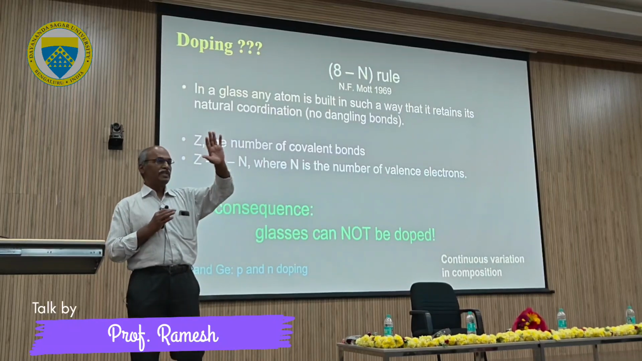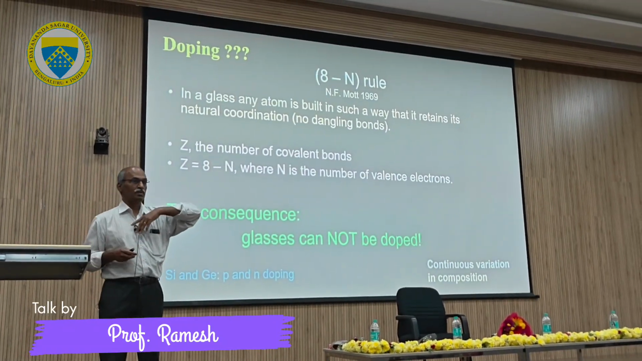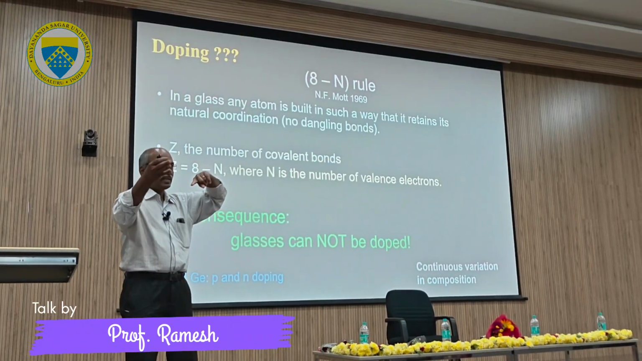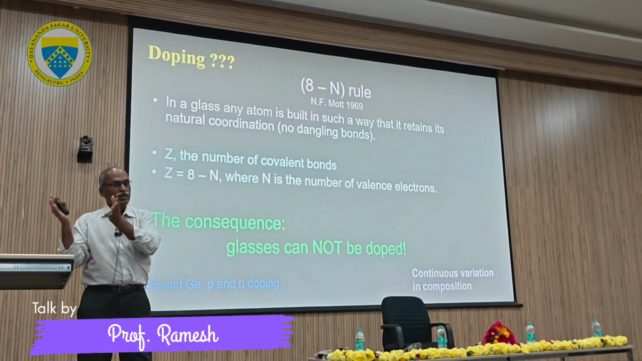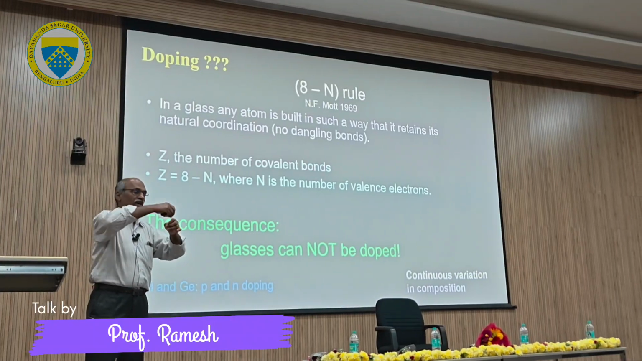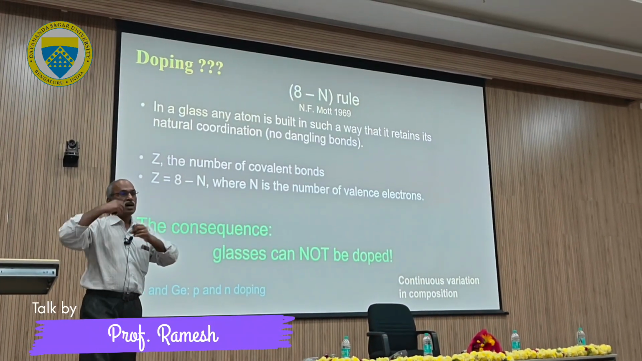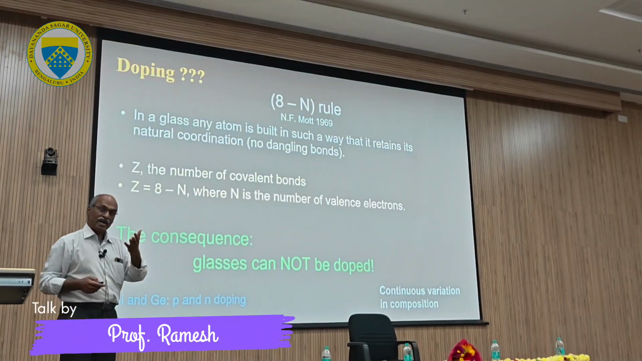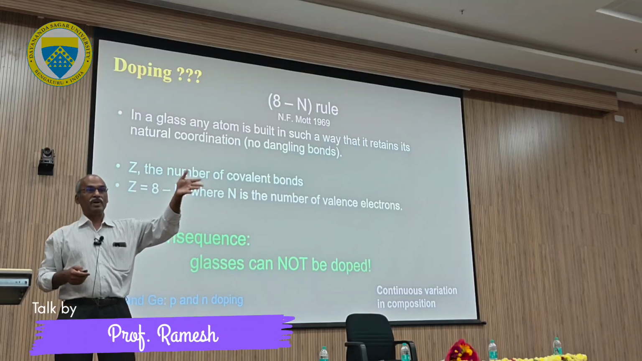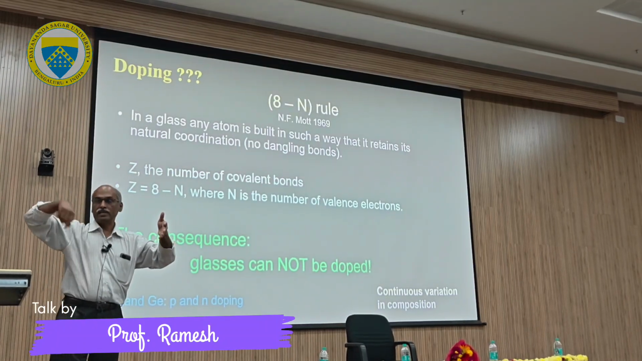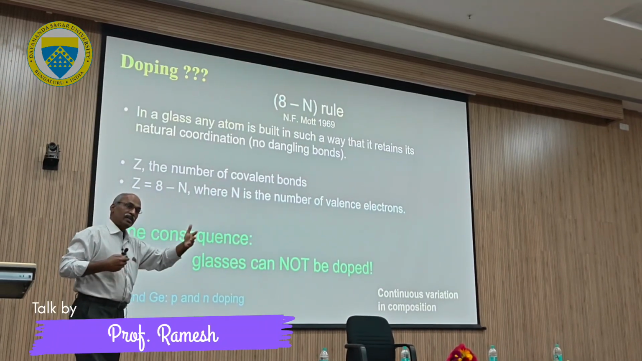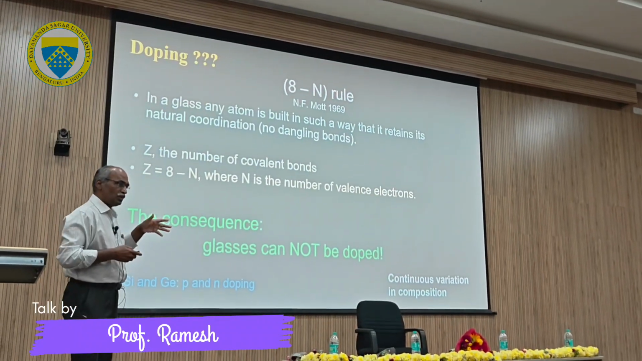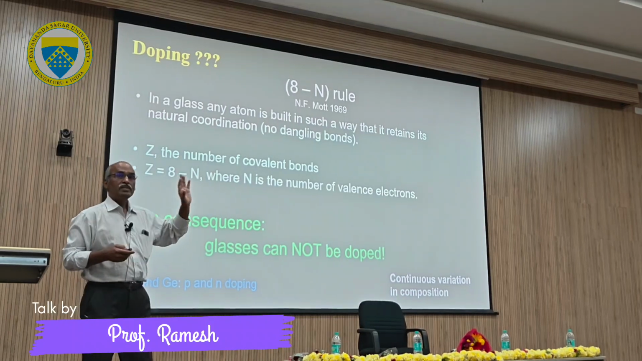For example, group 6 elements like sulfur, selenium, tellurium have 6 valence electrons, and 8 minus n, 8 minus 6, gives 2. So the valence will always be 2. Sulfur will have two neighbors, another sulfur or another atom. Germanium is 8 minus 4, group 4 elements with 4 valence electrons, so it will always be 4. Arsenic or antimony are group 5 elements, 8 minus 5 is 3. Whatever you do, they will adjust their valence to obey this 8 minus n rule, right?